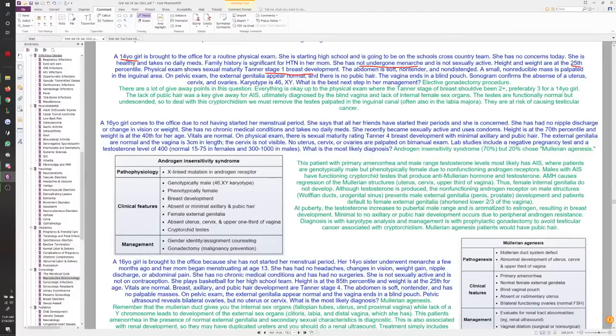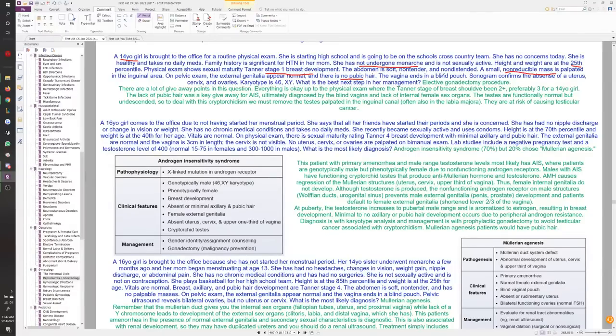Abdomen is soft, not tender, not distended. Small, non-reducible mass is palpated in the inguinal area. That's really weird, right? Why would you have some kind of non-reducible mass in the inguinal area? So that could be testes. On pelvic exam, the external genitalia appear normal, but we don't care for external stuff. And there is no pubic hair. That we care about because that could mean that maybe estrogen isn't really affecting her, or maybe androgens are not affecting her. Androgen insensitivity is the first thing that should come to mind with no pubic hair.